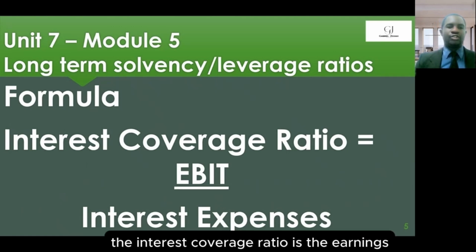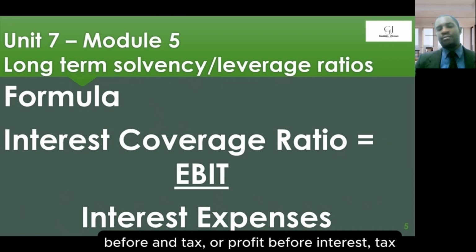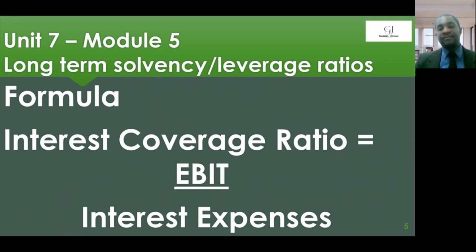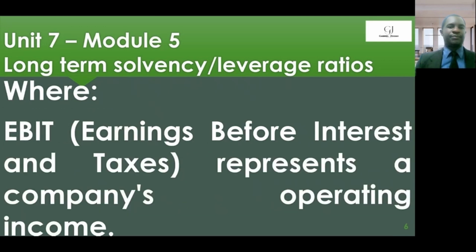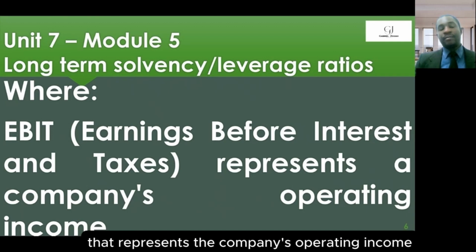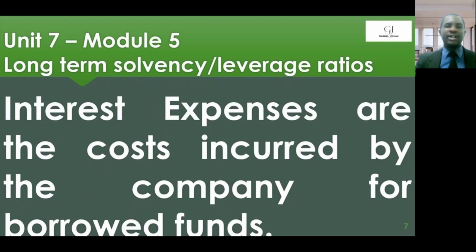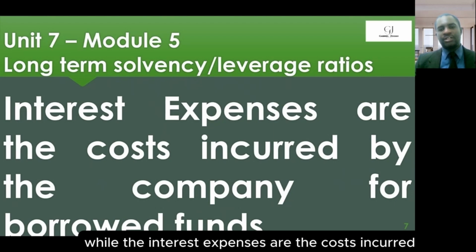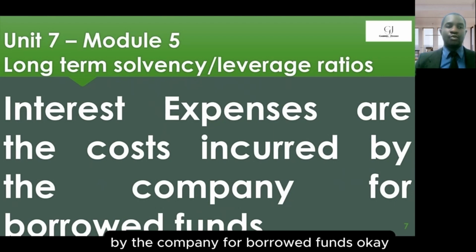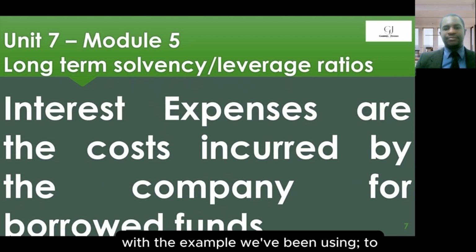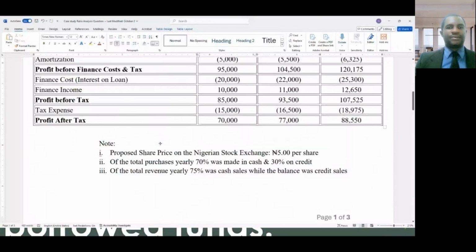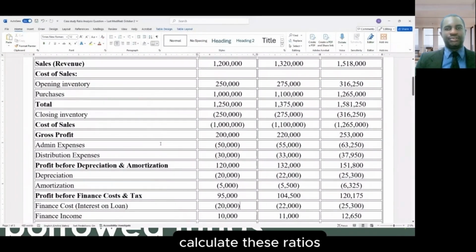The interest coverage ratio is the earnings before interest and tax, or profit before interest and tax, divided by the interest element or the finance cost of that loan. Earnings before interest and tax represents the company's operating income, while the interest expenses are the costs incurred by the company for borrowed funds. Okay, so let's buttress this graphically with the example we've been using to calculate these ratios.